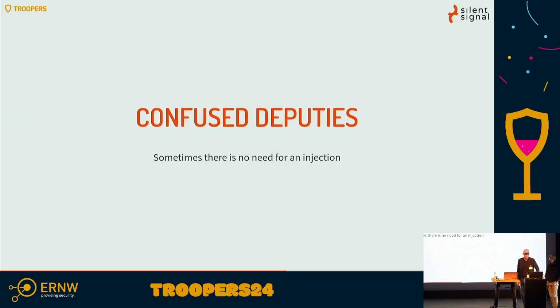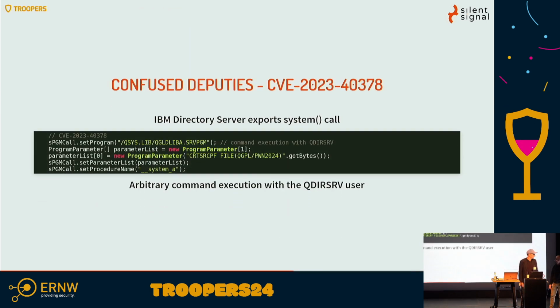Yeah, my favorite part. Sometimes there is no need for an injection, low-hanging fruit. The affected SRVPGM exports a bunch of procedures. Most of them are used for creating files, directories, and so on. And there is this system procedure. You can find it in the last line. What could possibly go wrong?